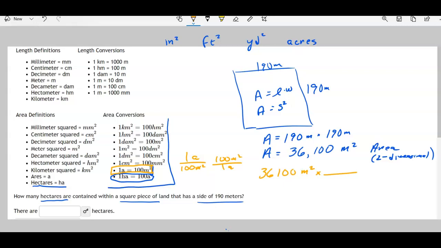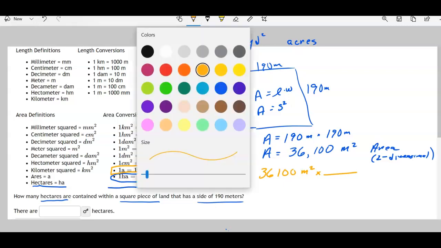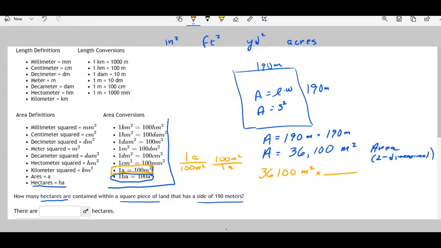So we're going to go from square meters. And we've already got square meters. You can think of that as in the numerator. So we want square meters here, and then that'll tell us how many ares. We can use this conversion factor: 1 are is 100 square meters. And then, so they want hectares.